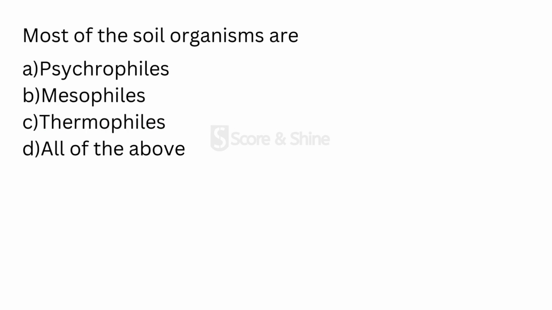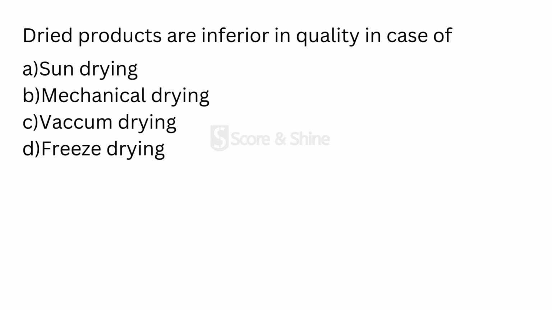And next is most of the soil organisms are. So most of the soil organisms are mesophiles. So mesophiles can grow best in moderate temperature from 20 to 45 degrees Celsius. And next is dried products are inferior in quality in case of. So the answer is sun drying.